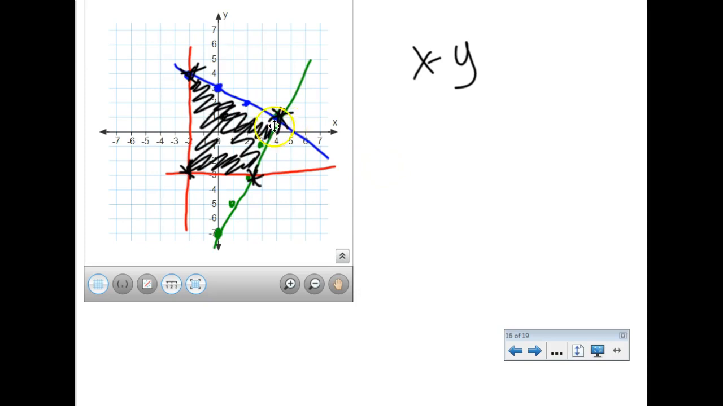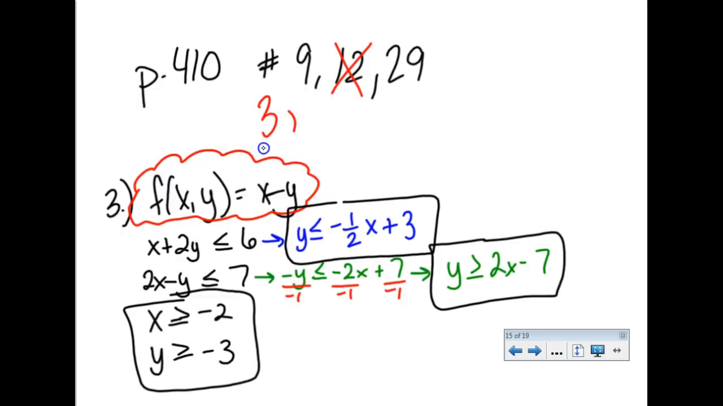So it was supposed to be everything less than the blue line, but then it ended up being greater than the green line, because remember we reversed the sign when we divided by a negative 1. Okay. Does that answer the question?